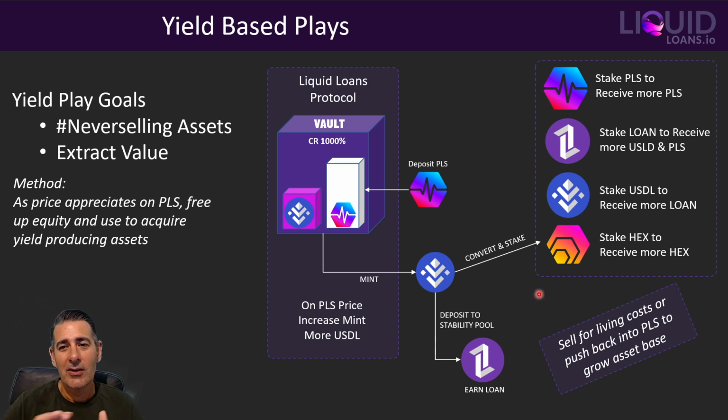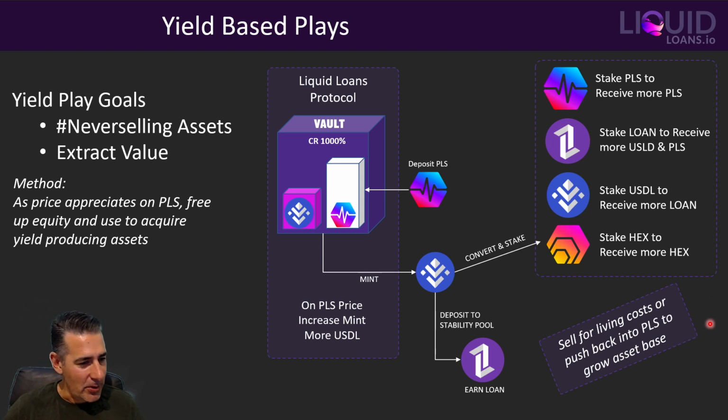Okay, so these are these positive feedback loops where with every single coin we have in the system, that's shown here, we can put it to good use, make it work for us, feed it back into our asset accumulation plays. So the asset accumulation plays and the yield-based plays are very complementary.